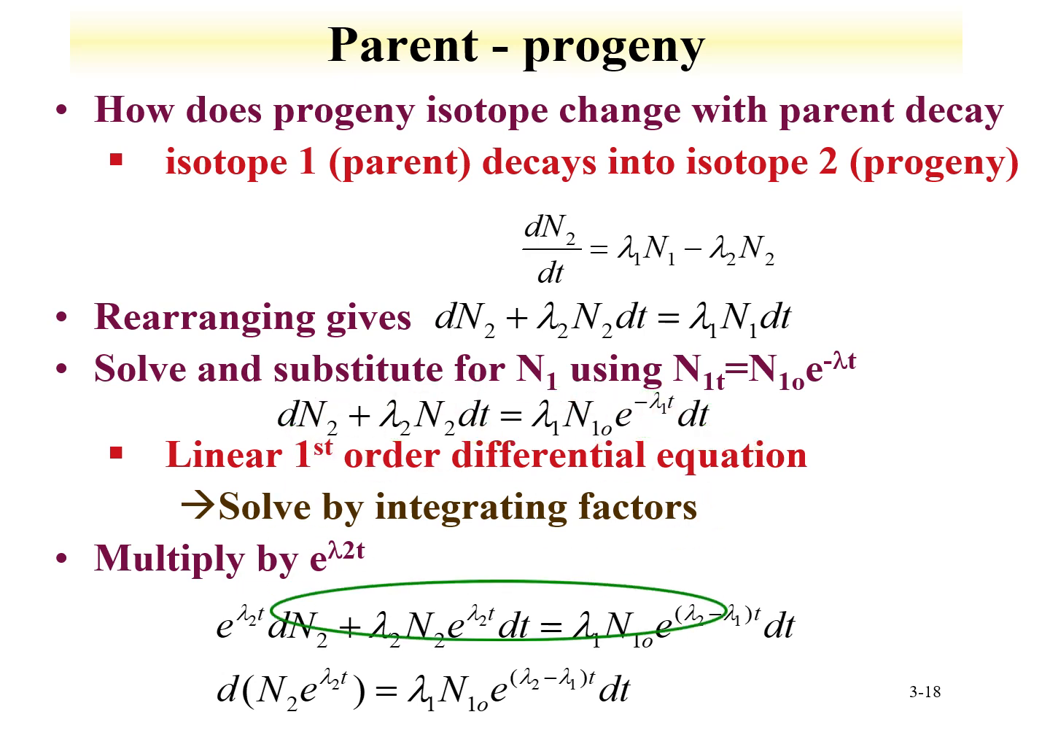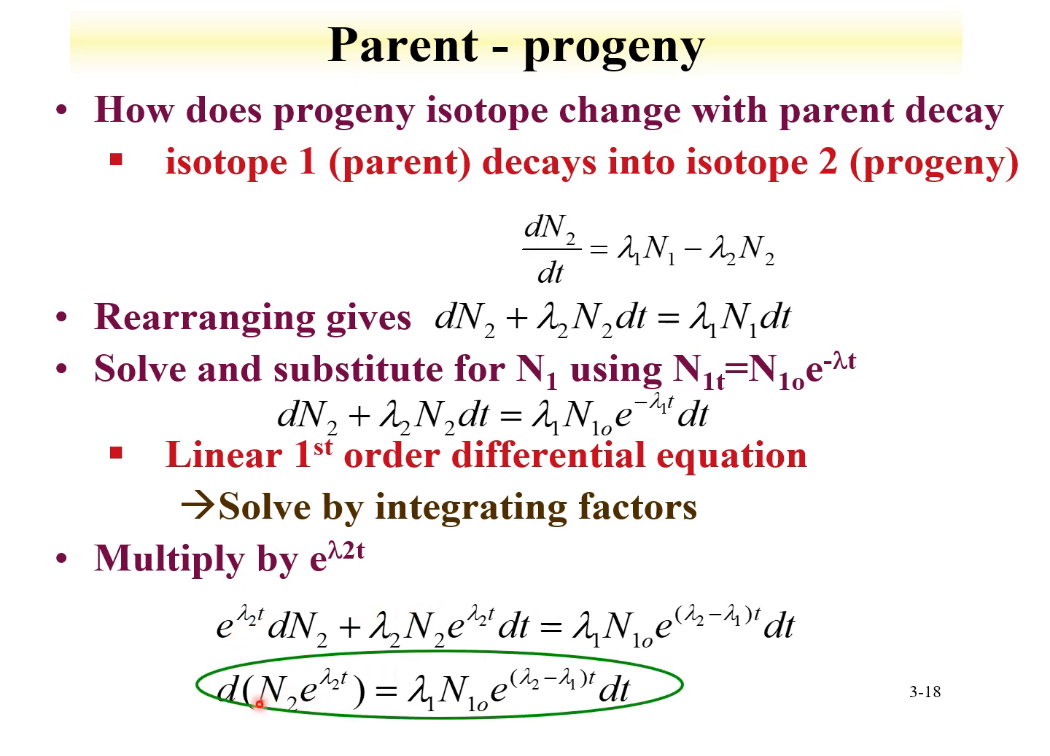Let's take a linear first order differential equation. Let's just solve by integrating factors to solve this linear first order differential. Let's multiply by e to the lambda 2 t. The equation then becomes what we see here, where we get the change of N2 e to the lambda 2 t is equal to lambda 1, the initial amount of isotope 1, e to the lambda 2 minus lambda 1 times t, with respect to time. So we've gone through the equations. We now have this equation, which we further treat to reach our final equation.